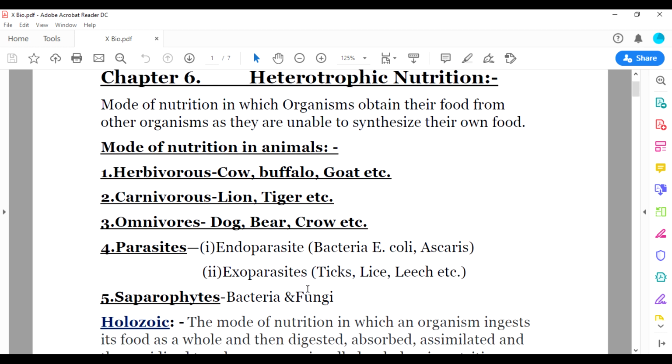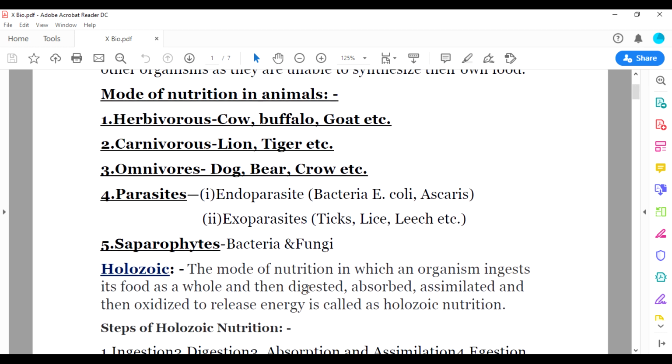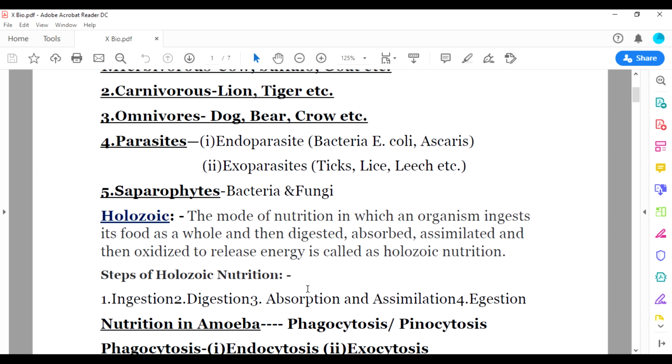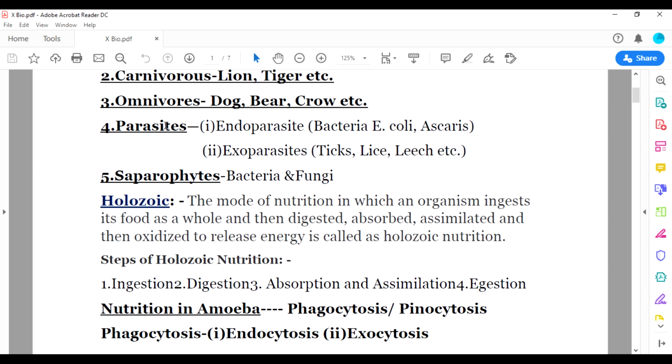Next is parasites. Para means other, site means place. Those organisms that live on or inside the body of other organisms are called parasites. They are of two types, endoparasite and exoparasite. Endo means in. Those that live inside the body of other organisms are called endoparasites. For example, bacteria E. coli, Ascaris, etc. They live in the human body.